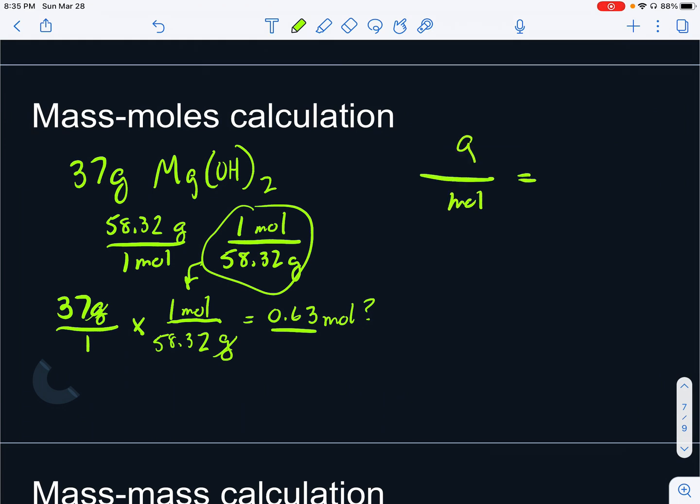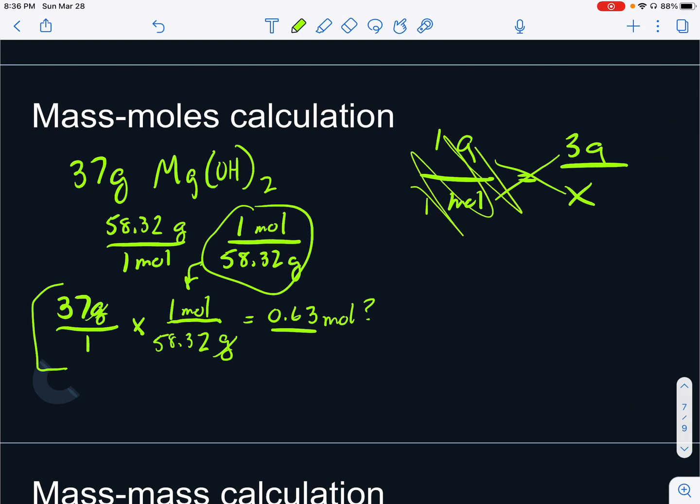Mentally, the thought process here is proportions. Where if I have grams over moles equals, say, 58.32 grams over 1 mole, and I've got 37 grams over X, you would do the cross multiply and divide. Really, this equation, as you see it here, is the cross multiply and dividing thing already being done, being completed. And I will say that from my perspective, get rid of the cross multiply and divide thing.